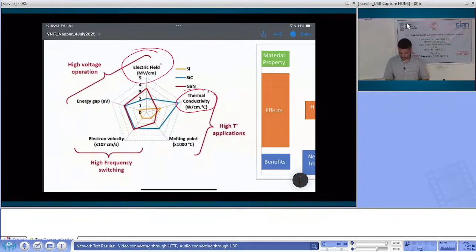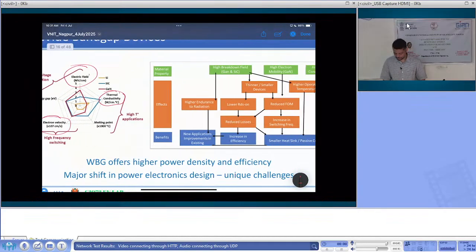The third thing is the electron velocity. This is the speed at which electrons can move in that material, which somehow relates to its resistance. That also, if you see, the blue one is much more than that of the yellow one. So silicon carbide overall, and that's the reason a lot of people think that this is a very promising technology, because it's overall better in terms of these materials.